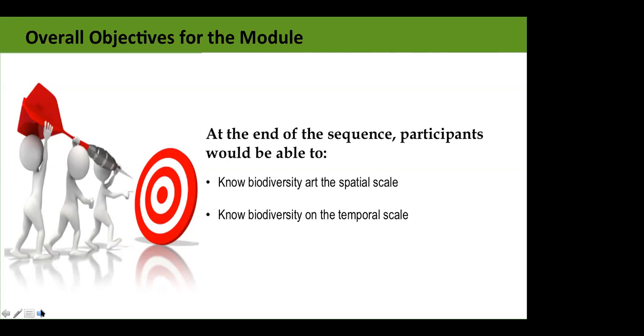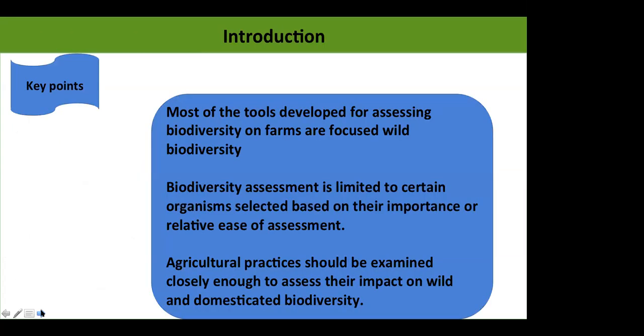So we should also know biodiversity at the temporal scale. So the question is, what is spatial scale biodiversity? What is temporal scale biodiversity? I've noted some key points here. Most of the tools developed for assessing biodiversity on farm are focused on wild biodiversity.